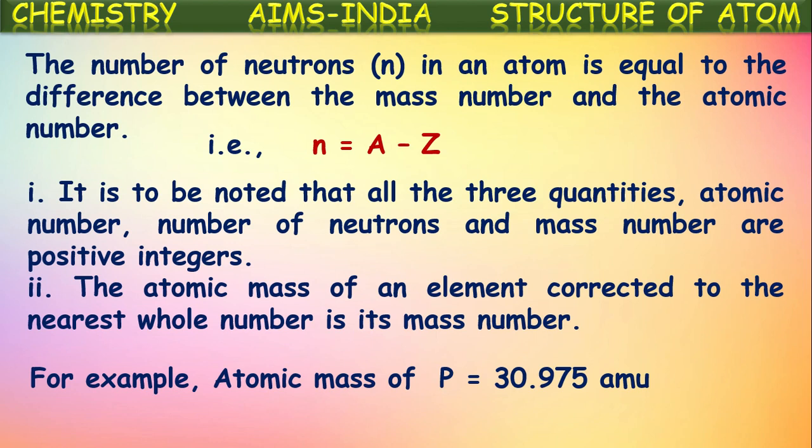30.975 atomic mass units. If it is corrected to the nearest whole number, what is the nearest whole number to this 30.975? 31. So the mass number of phosphorus will be equal to 31. It means it has 31 nucleons in its nucleus. The total number of protons and neutrons for phosphorus will be 31.